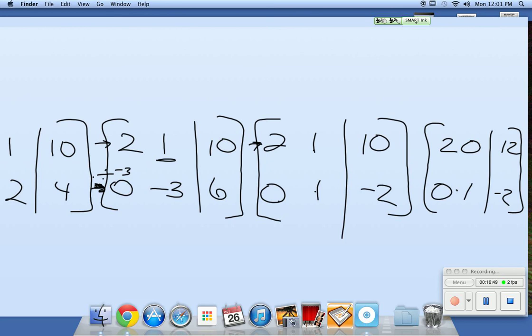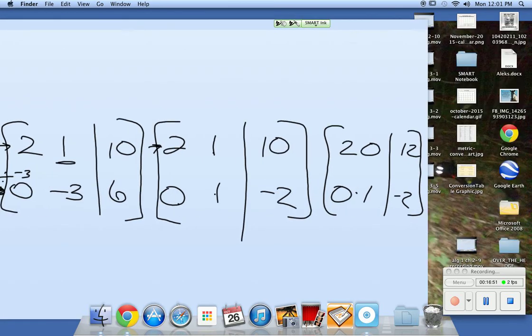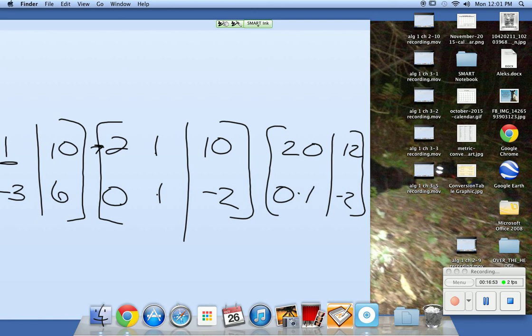Now what's my next thing I got to do? Right from this one to this one? I just subtracted. I went 2 minus 0 gives me my 2 up here. So this minus this gives you that 2. 1 minus a 1 gives you that 0.